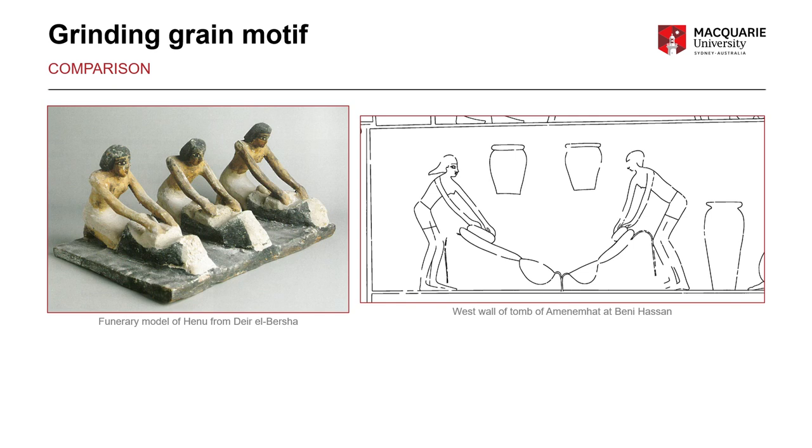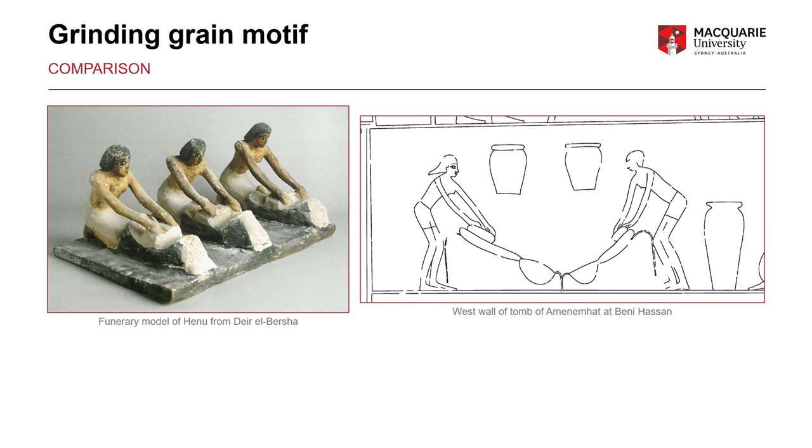Both wall scenes and funerary models regularly portray two millers engaged in this task, although there are some differences in their arrangement. In wall scenes, the millers are consistently positioned opposite each other, with the ends of their querns sometimes making contact. And you can see this here in the line drawing of the scene from the west wall of the tomb of Amenemhat at Beni Hassan.